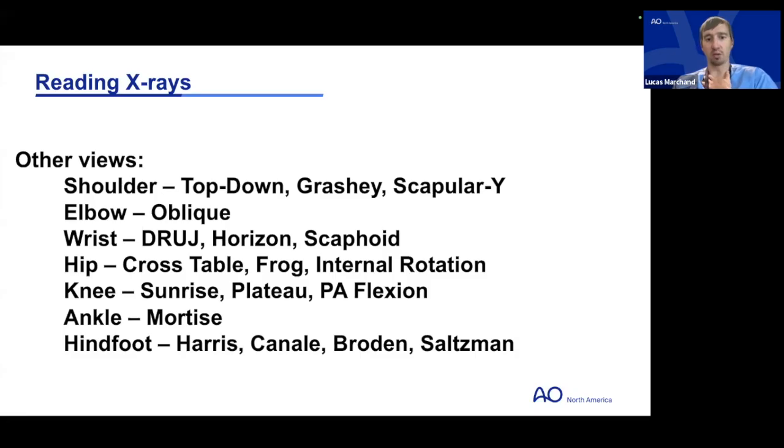And the hindfoot, which won't be covered today, has a litany of specialized views that allow you to evaluate certain components of the hindfoot, such as the Harris, which allows you to look at the calcaneal tuberosity; the Canale view, looking down the neck of the talus; a Broden's view, which gives you a good look at the posterior facet of the calcaneus; and finally a hindfoot view, also known by its eponym, the Saltzman view.